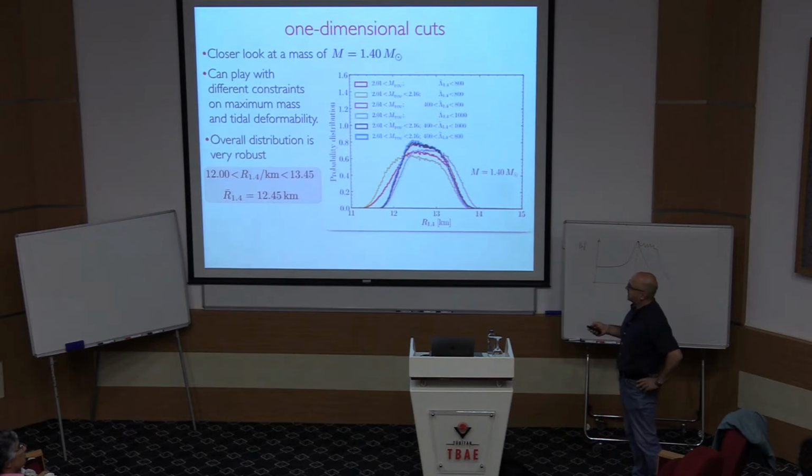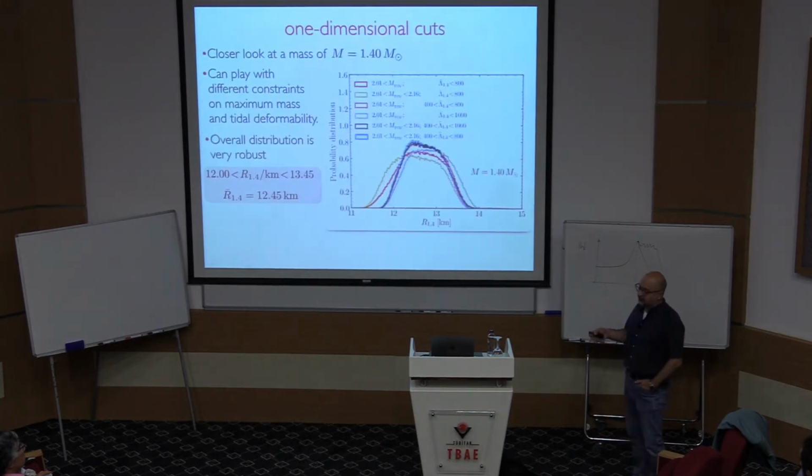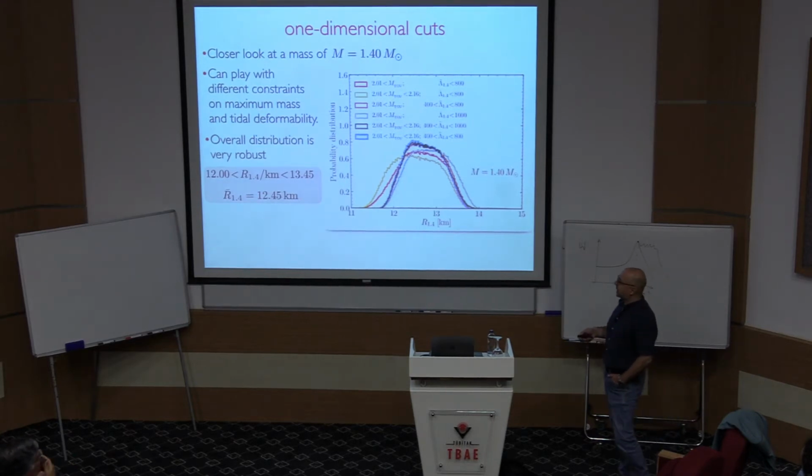Don't concentrate too much on the various lines. These are different constraints. But what you can appreciate from the shaded region is that the radius distribution seems to favor radii between 12 and 13.5 kilometers. In particular, the peak of the distribution is at about 12.5 kilometers. Okay, so this is an interesting and useful output of the fact that we observed GW170817.